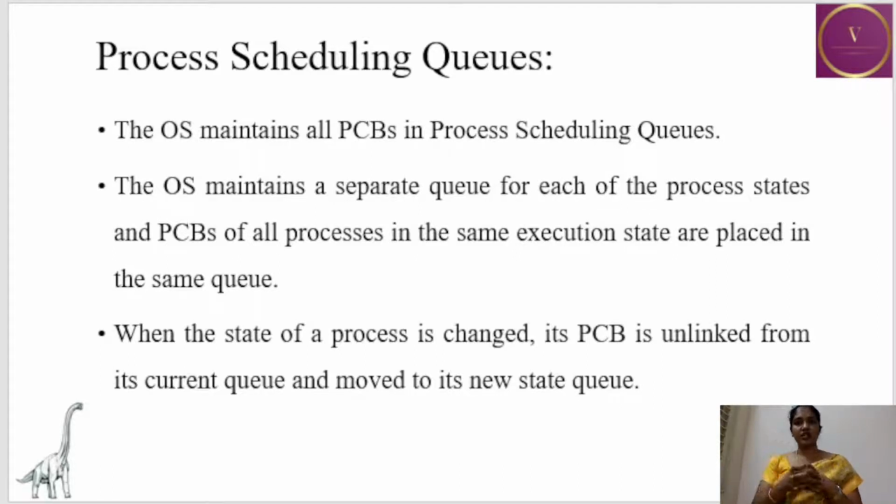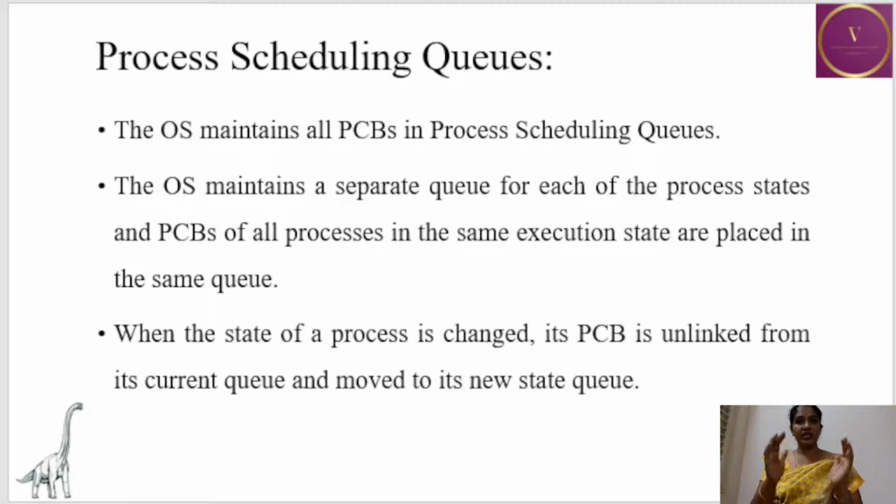All the processes which are in the waiting state will be kept in the waiting queue. So that is what they say in the second point. The OS maintains a separate queue for each of the process states, and PCBs of all processes in the same execution state are placed in the same queue. And when the state of the process is changed, say for example from ready to waiting, then the PCB is unlinked from the current queue and moved to the new state queue. That is what they are saying.